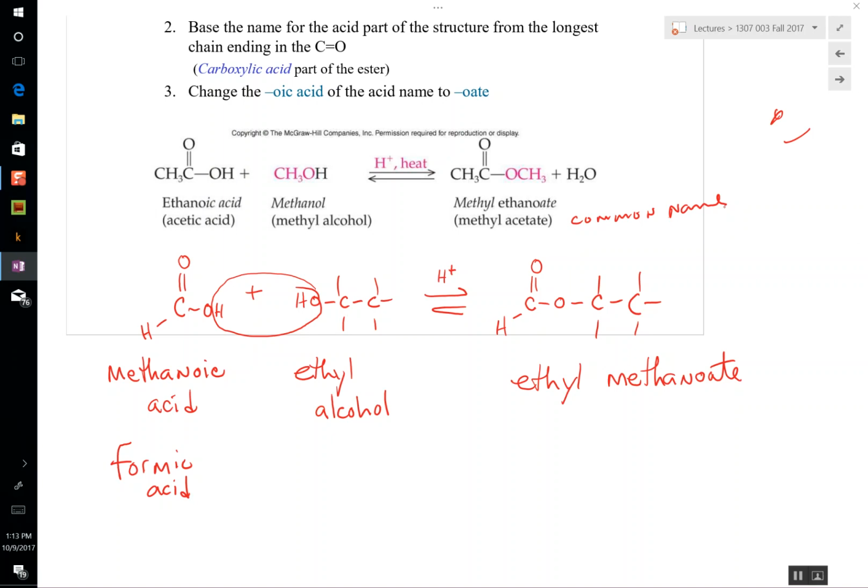Drop the -ic and add... what do we add to it? Formate. We're starting with formic, so it's going to be ethyl formate.